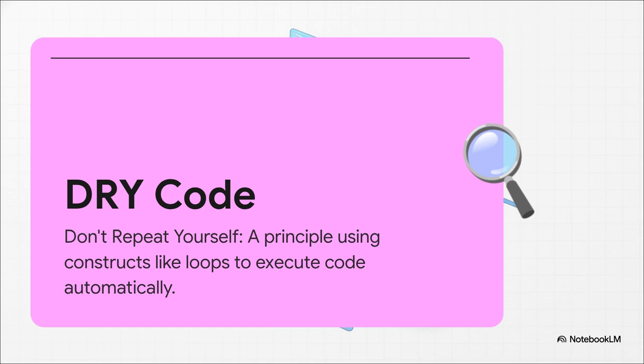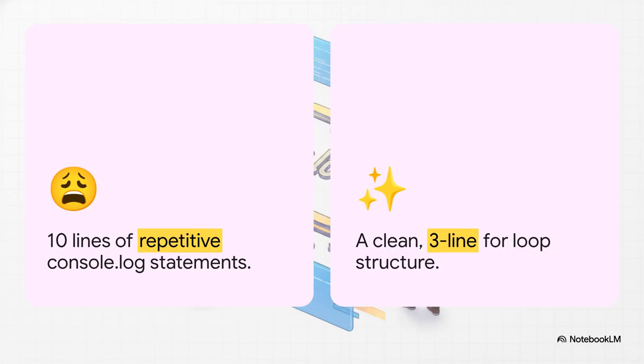So what's the ultimate tool to achieve DRY code and completely eliminate that repetition? It's the loop. A loop just automatically repeats code for you over and over as long as a certain condition remains true. And man, this perfectly illustrates the difference between scattered manual work and real professional efficiency.